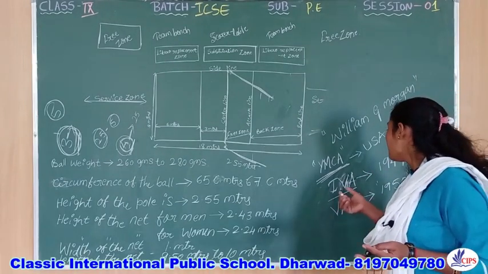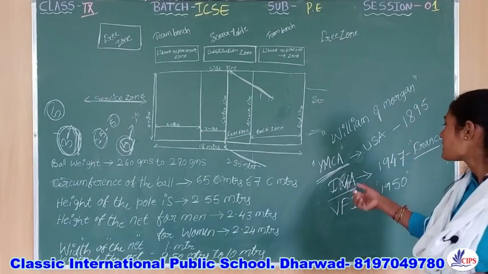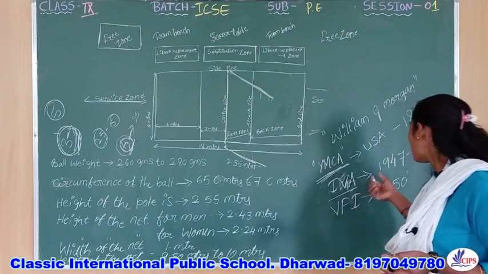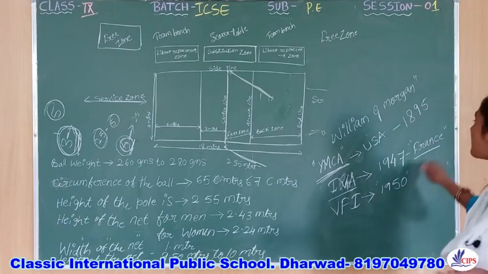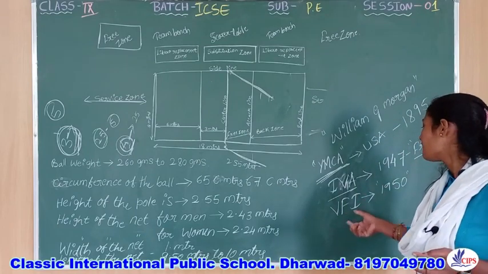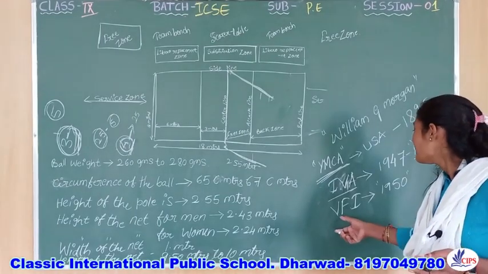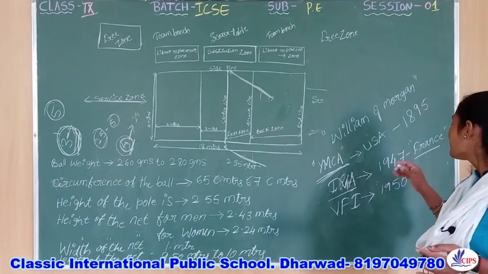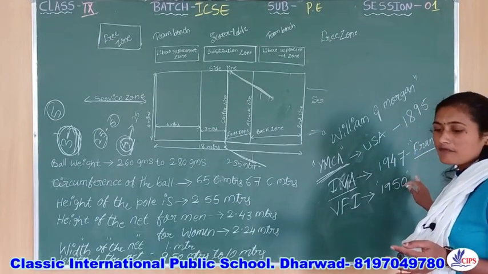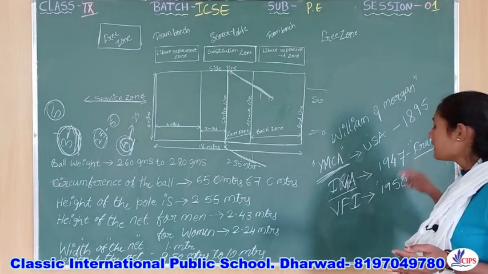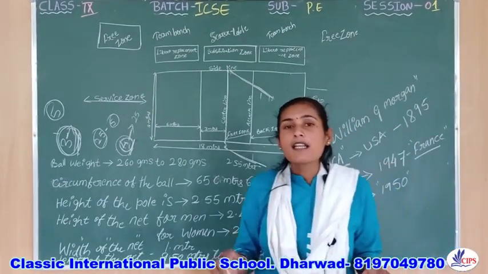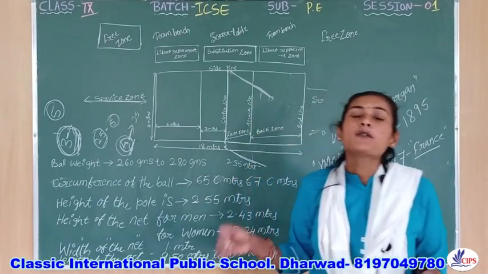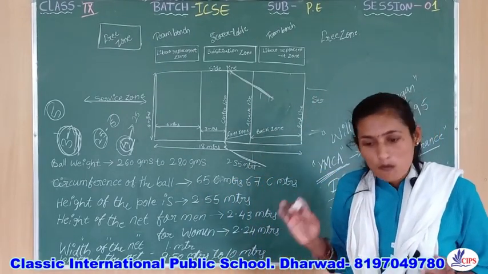Then the IVA, International Volleyball Association, was formed in 1947. Its headquarters is in France. Again, the VFI, Volleyball Federation of India, was formed in 1950. Nowadays, volleyball is played by men and women all over the world.